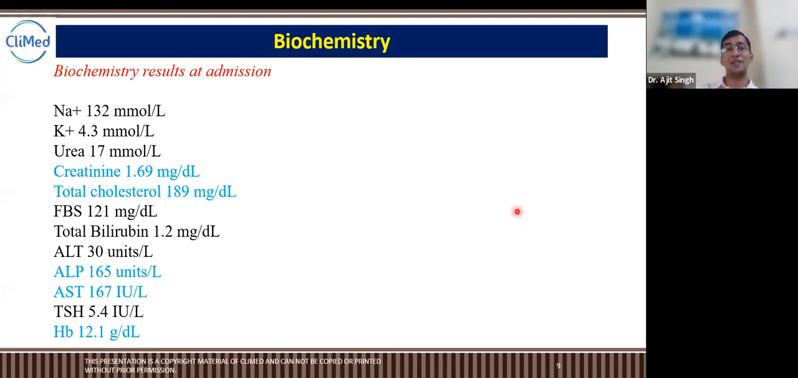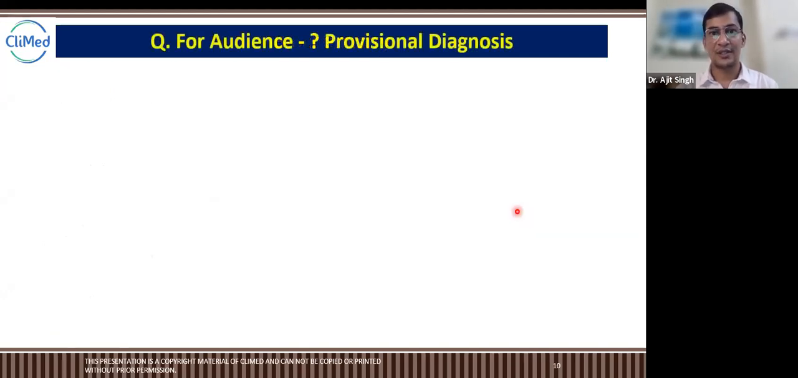Fine. Now tell me the provisional diagnosis of this patient. Provisional diagnosis means including all the diagnoses, all the conditions the patient has. For this patient, tell me the provisional diagnosis, guys. You have signs and symptoms, comorbidities, medicines, lab checks, everything with you. Now tell me the provisional diagnosis of this patient.